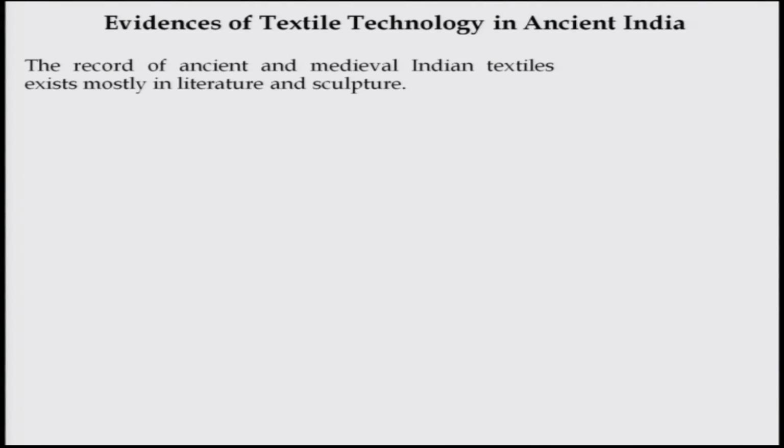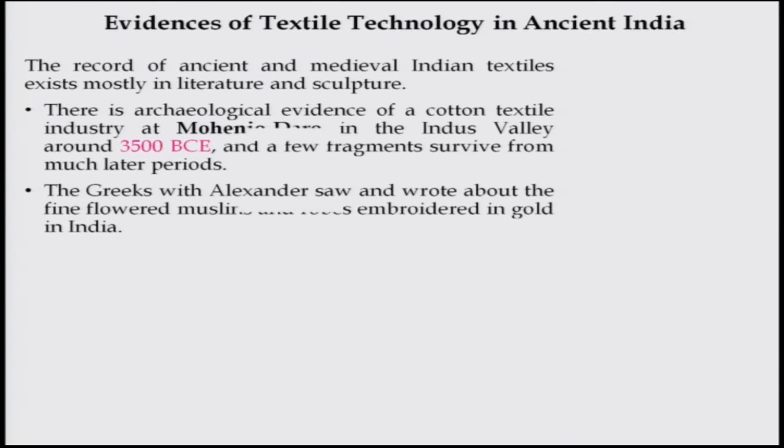The record of ancient and medieval Indian textiles exists mostly in literature and sculptures, right. If you look, there is archaeological evidence of a cotton textile industry at Mohenjo-daro in the Indus Valley civilization around 3500 BC.